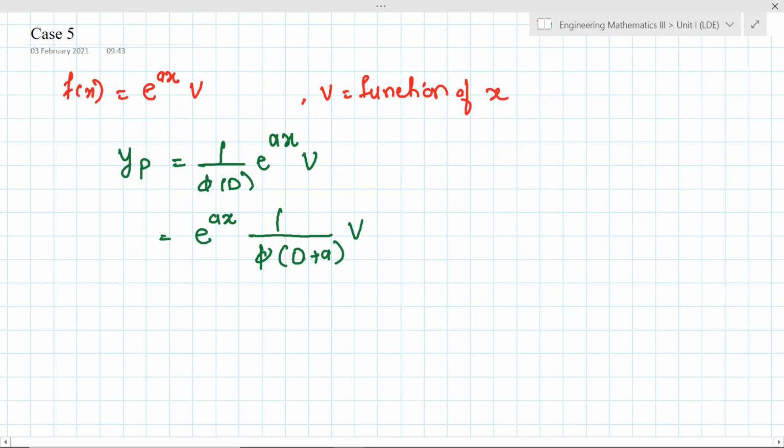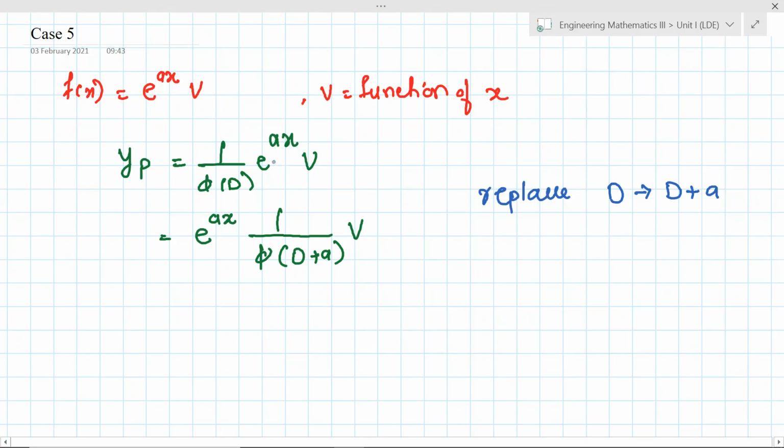In the fifth and sixth, from the fourth case, there is no case of failure, so just keep that in mind. We take this e raised to ax outside in this case, and we are replacing D by D plus a.